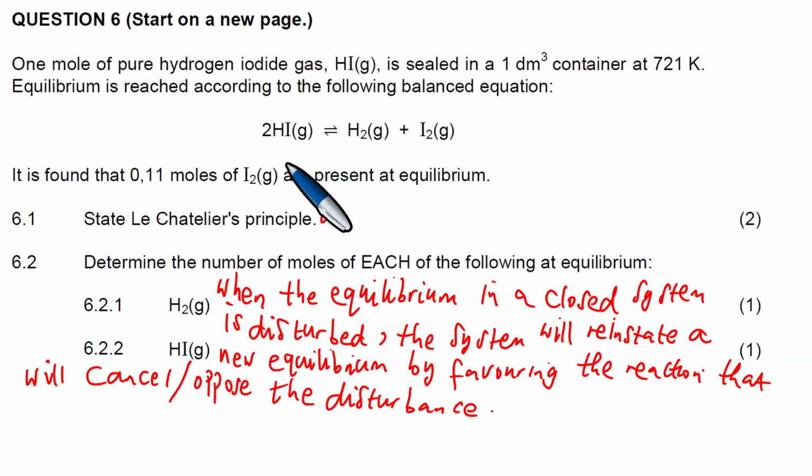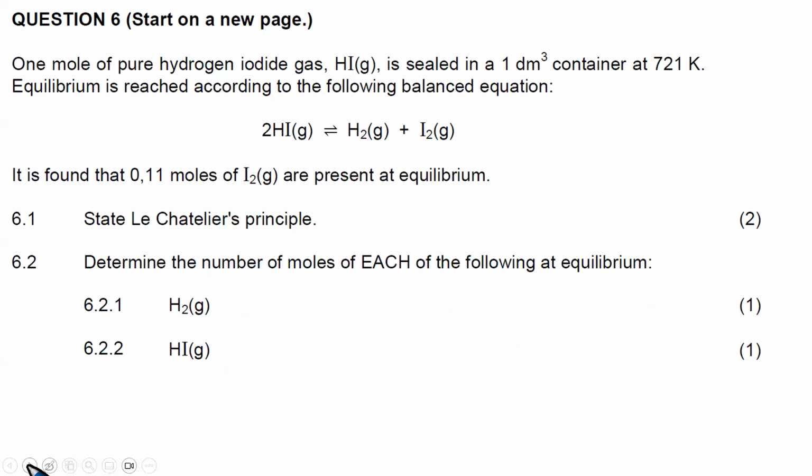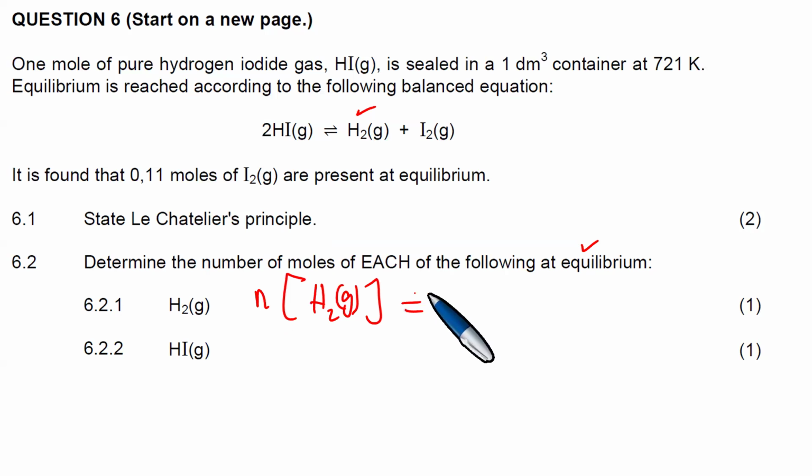Next question. In the next question, they're saying determine the number of moles of each of the following at equilibrium, when we are dealing with, for instance, the hydrogen gas and also your hydrogen iodide gas. So what will be the number of moles of hydrogen at equilibrium? We are dealing with the number of moles of the hydrogen gas at equilibrium.